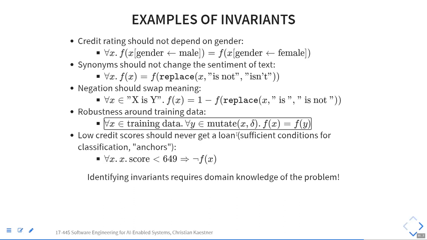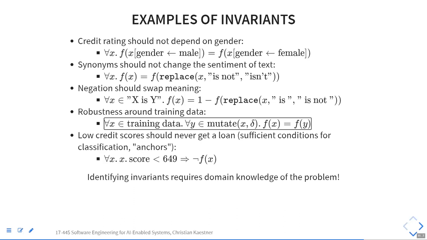And then you can also have hard-coded rules that you want the model to enforce. It's probably easier to do this outside of the model, but you could check a model for something like this. So sufficient conditions in explainability. Again, something we'll talk about later, this is called anchors. So these are sufficient conditions to come to a prediction. So you're saying if the credit score is below a certain value, the loan should always be rejected, right? So that's something that you can test. So these are invariants for the model.